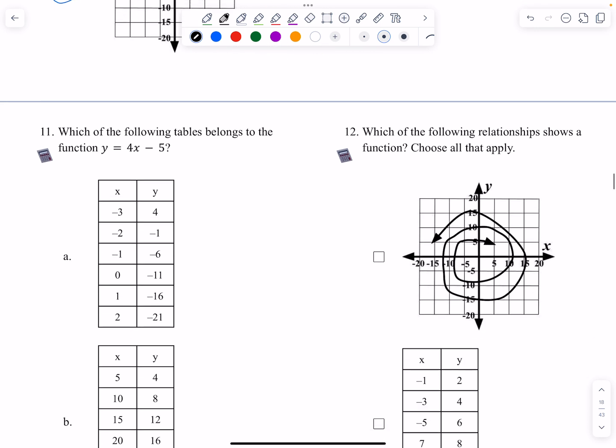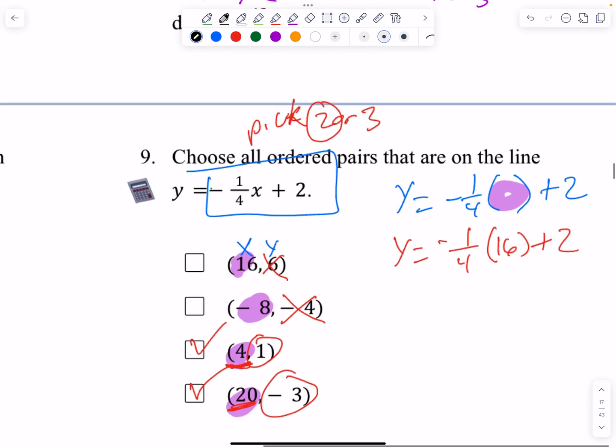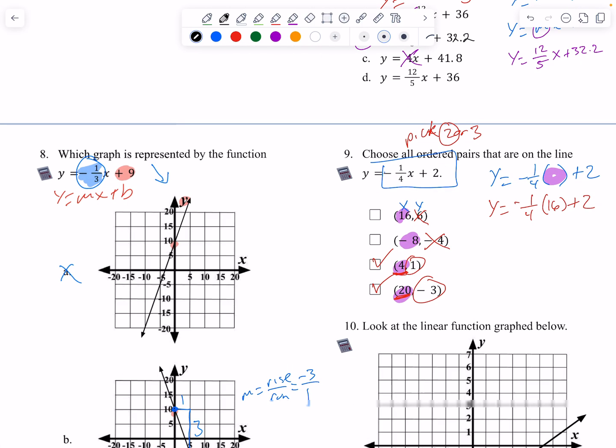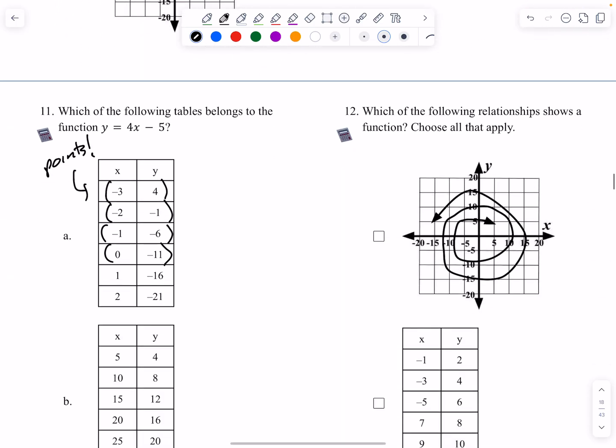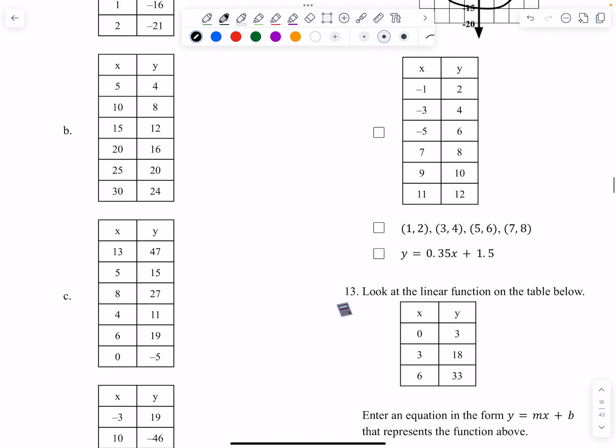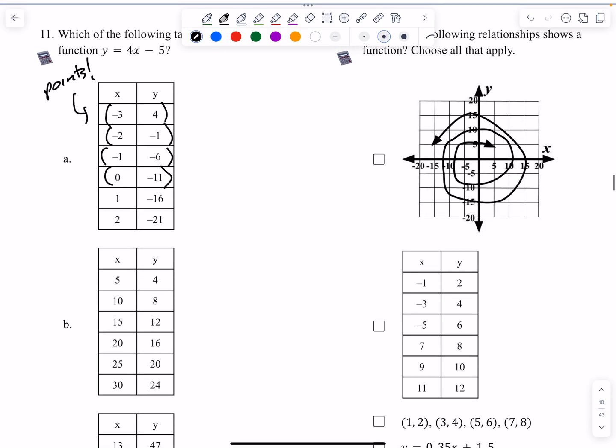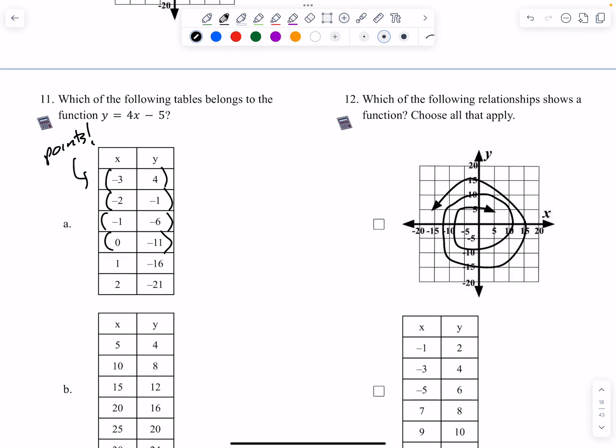All right, which of the following tables belongs to the function y equals 4x minus 5? So this one is very similar because remember, all of these are just points. And they're points like that, right? So haven't we done something very similar? That is basically this question. Choose all the ordered pairs that are on that line. The thing that is neat here is that you can just plug it in and see if it works out, but that's a lot of points to check. Okay, so is there an easier way to do this?